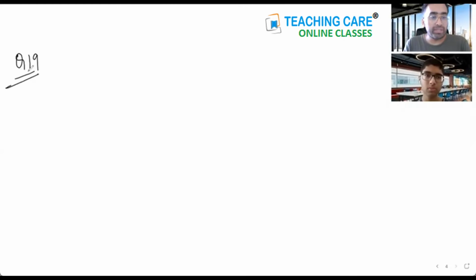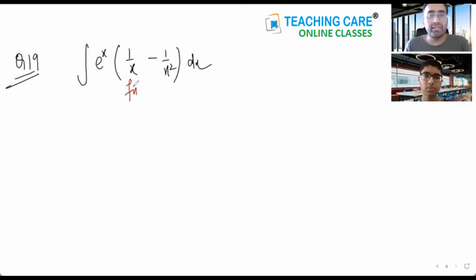Question number 19 is e raised to the power x times (1 over x minus 1 over x square). This is quite simple. You know that this is your function f(x) and this is your f dash x. So the answer is directly going to be e raised to the power x times f(x), where f(x) is 1 over x.